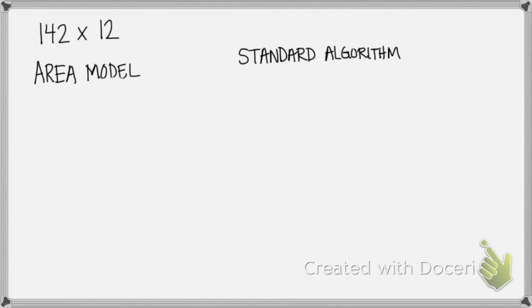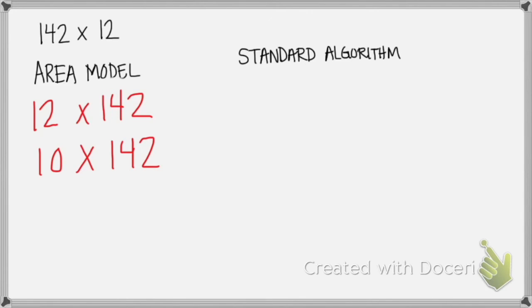We can think of 142 times 12 as 142 12s or 12 142s. Either is going to work, but if I went with 12 142s, I could think of it as 10 times 142 and then plus 2 more groups of 142. So let's go ahead and draw an area model that's going to represent that.